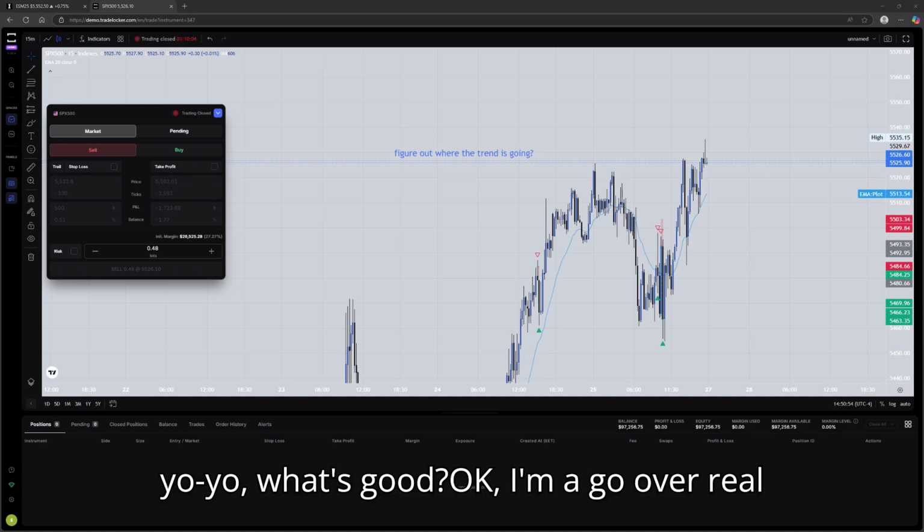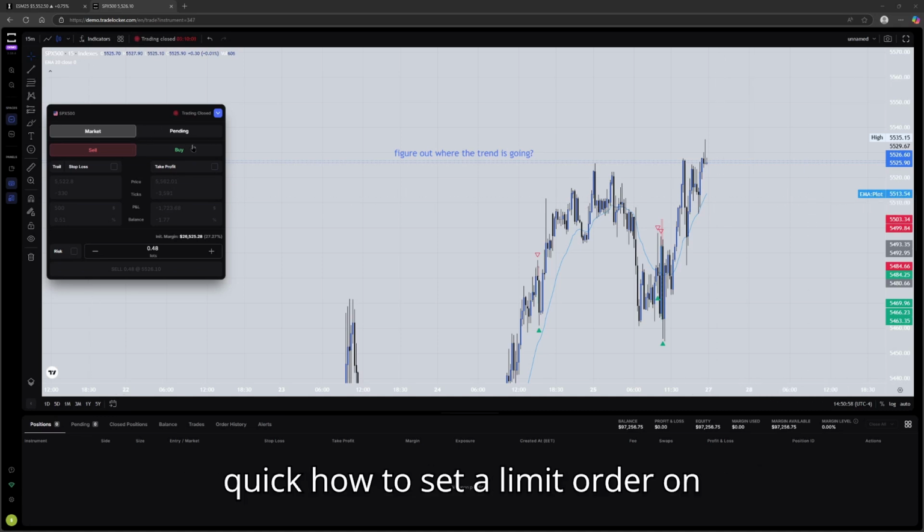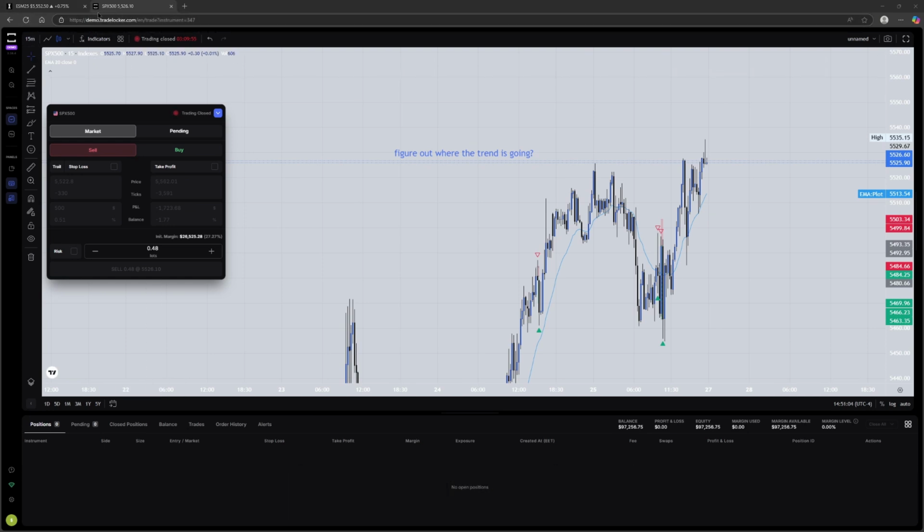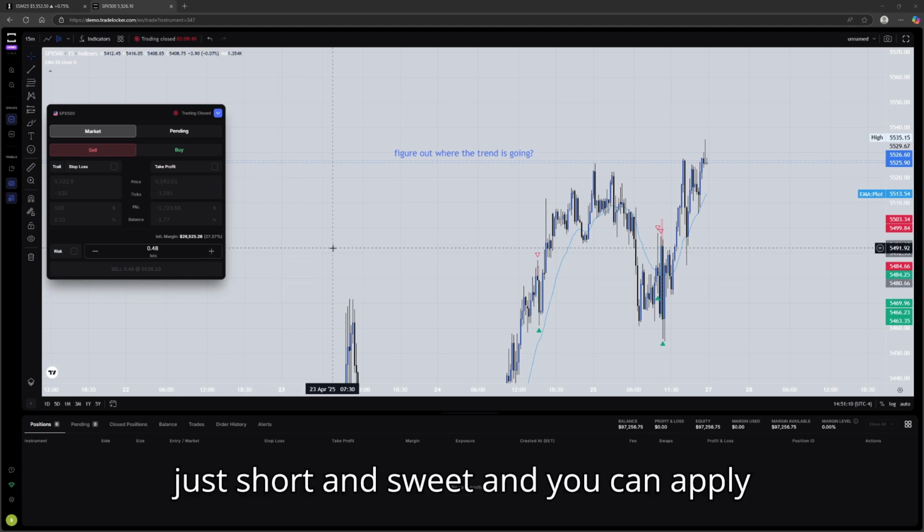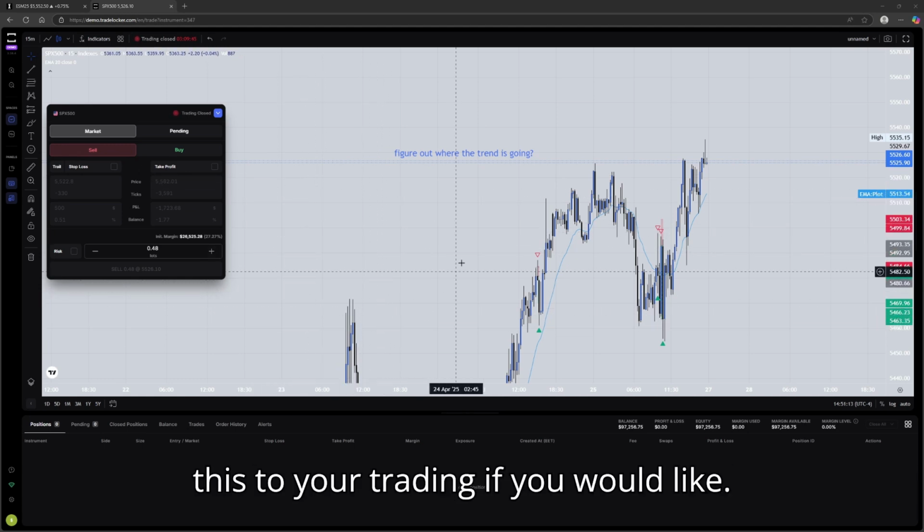Yo, what's good? Okay, I'm gonna go over real quick how to set a limit order on TradingView, not TradingView, on Trade Locker. So, just short and sweet, and you can apply this to your trading if you would like.